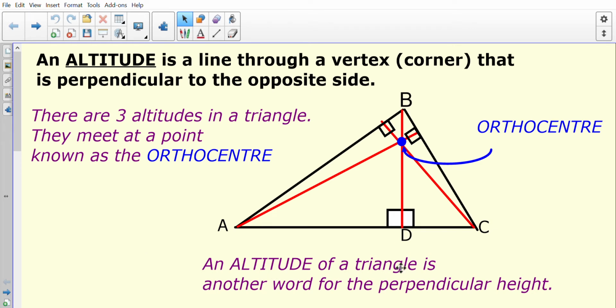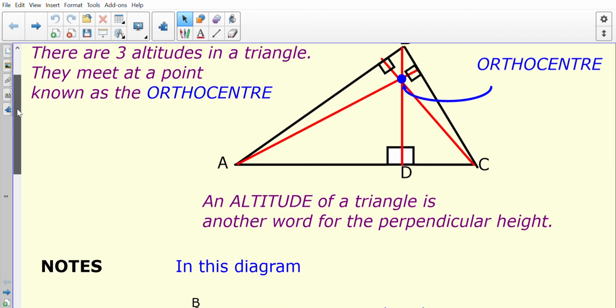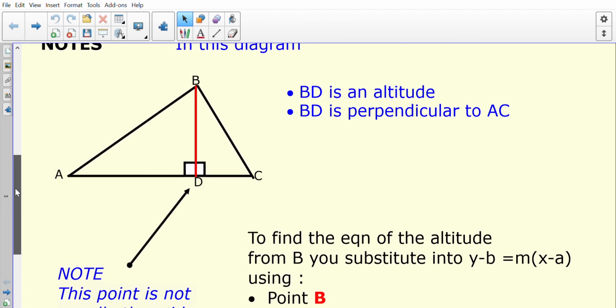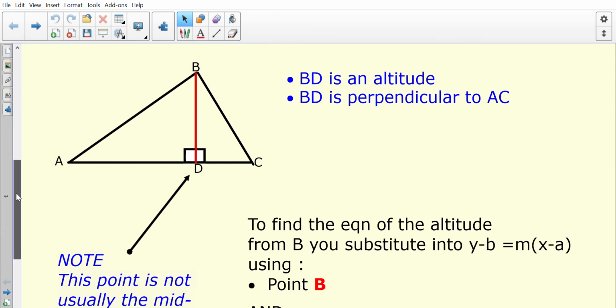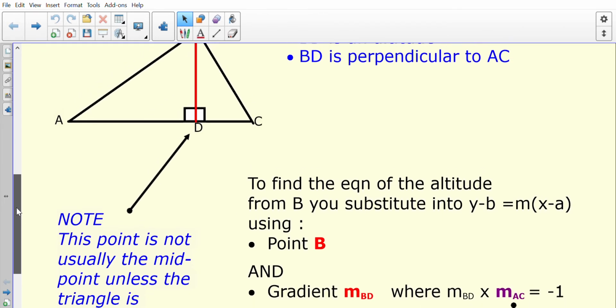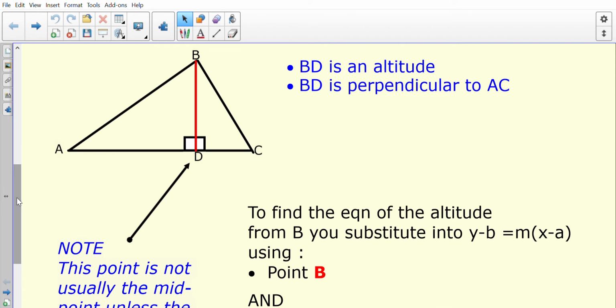Okay, so we could think of altitude, as it says there on your screens, as being the perpendicular height of your triangle. So looking at this diagram here, you see it's not so many lines, a wee bit less cluttered. The line from B to D is an altitude and BD is perpendicular to AC. We note down there on the left hand side, this point is not usually the midpoint unless the triangle is isosceles. So some people do end up assuming that D is the midpoint of the opposite side. That isn't. D hits the other side at a right angle, not necessarily the midpoint.